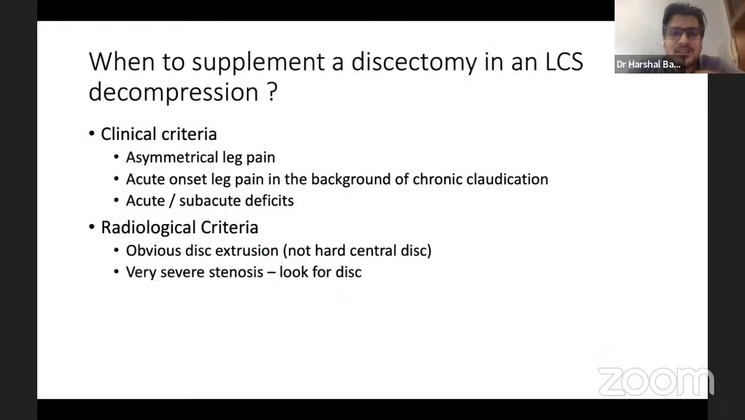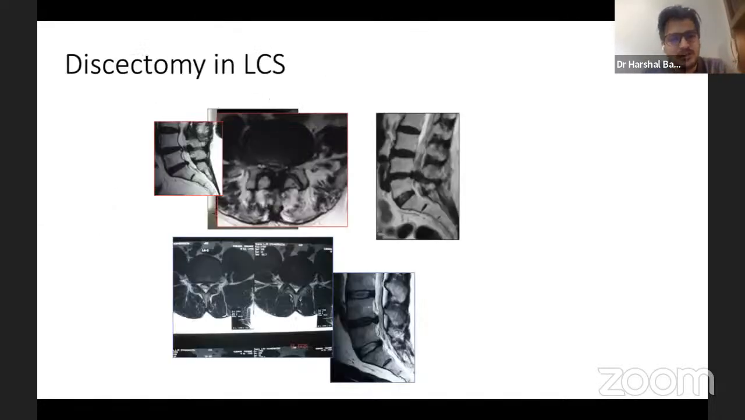When do you supplement discectomy in LCS? Again, both things are important, clinical as well as radiological. When you have asymmetric leg pain, a proper radicular symptom, acute on chronic presentation, or one-sided deficits, you should look in your radiology for any soft disc. Largely with hard disc, if I'm doing only decompression, I might not address it if I find the root is not adequately decompressed. There are a couple of examples where discectomy was required in an LCS.